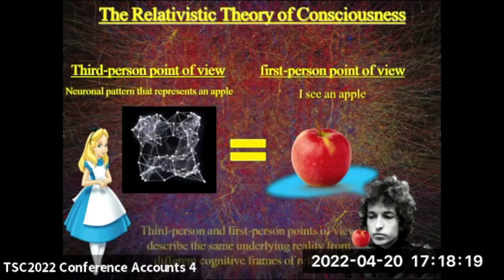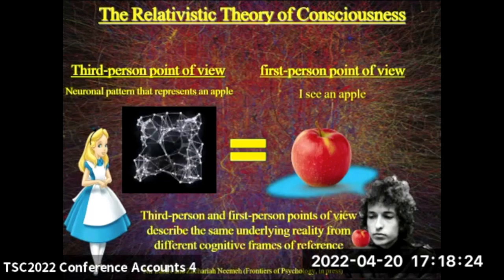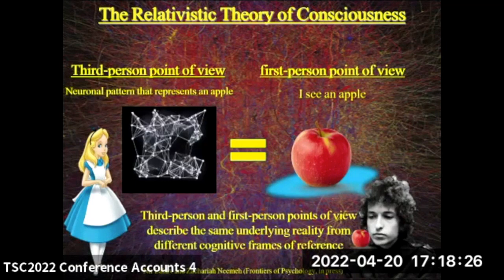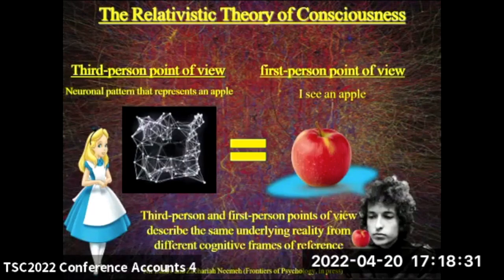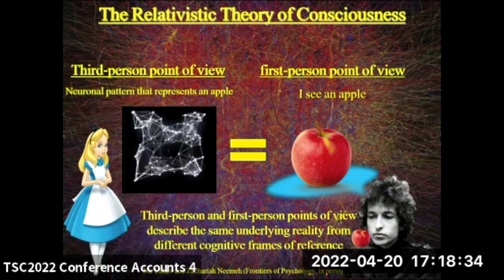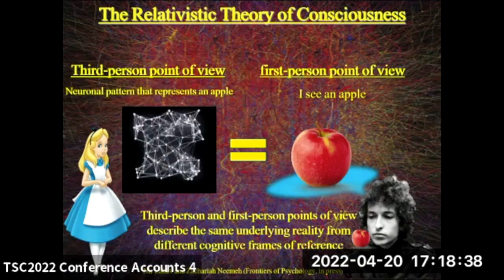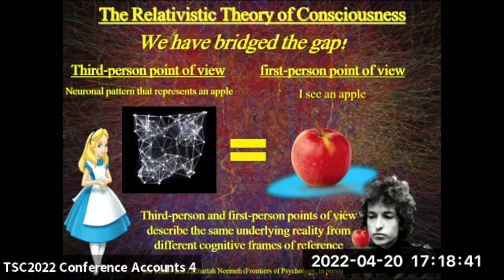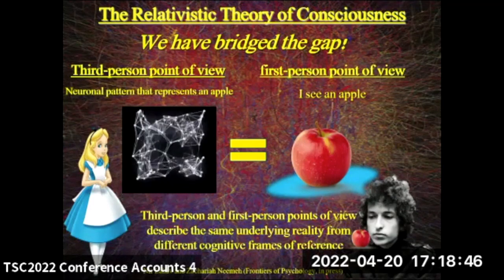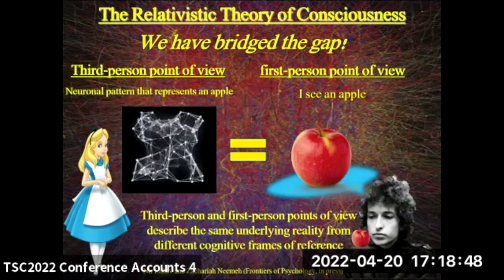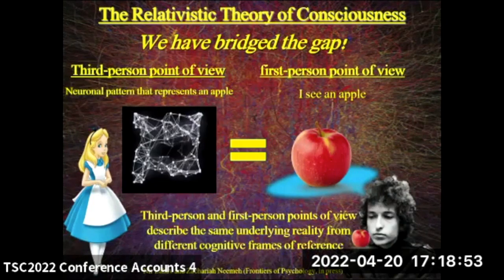And there is an equivalence here. The third person point of view and the first person point of view are just two different frames of reference that describe the same underlying reality, and the only difference is the measurements that each of them can do. So different measurements create different properties. And this is how we bridge the gap. And you can ask me, okay, so how come we have those two different frames of reference? What is the difference in the measurements between them?